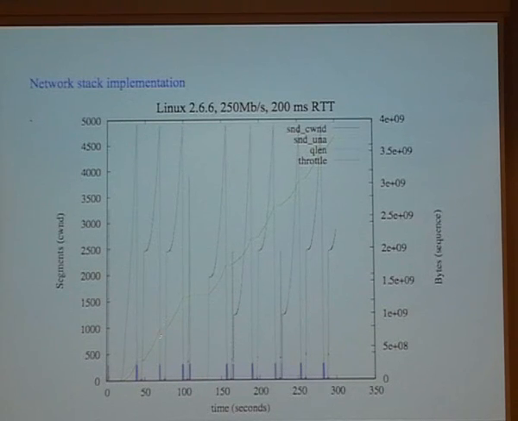The green line that you can hardly see is the sequence number of the packets as they're transmitted, and you can see that it's completely stalled. There are no packets transmitted during that dead time. So there's a serious performance problem. Something strange is happening when we try and run Linux at high speed.